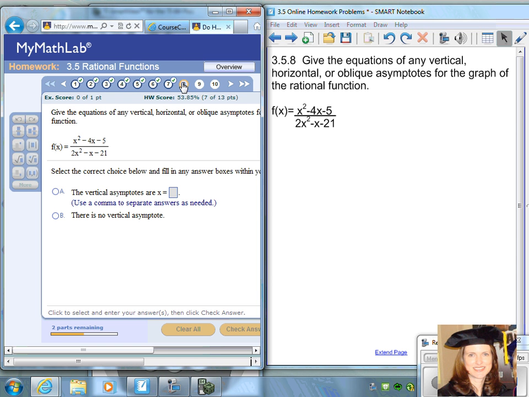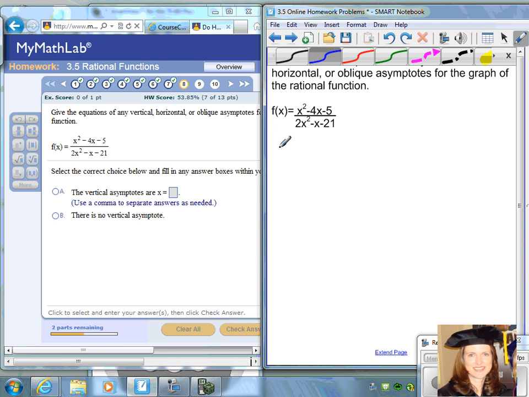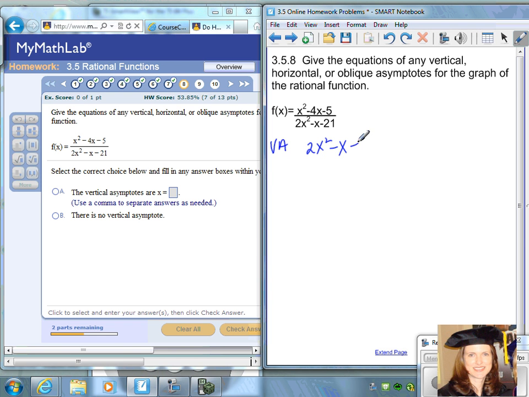Well, the way you determine the vertical asymptotes is by setting the denominator equal to 0. So we're going to set 2x squared minus x minus 21 equal to 0. And this, perhaps we can factor, or use the quadratic formula to determine what values of x would make the whole denominator equal to 0. All right, so you can solve this quadratic equation by factoring or by using the quadratic formula.